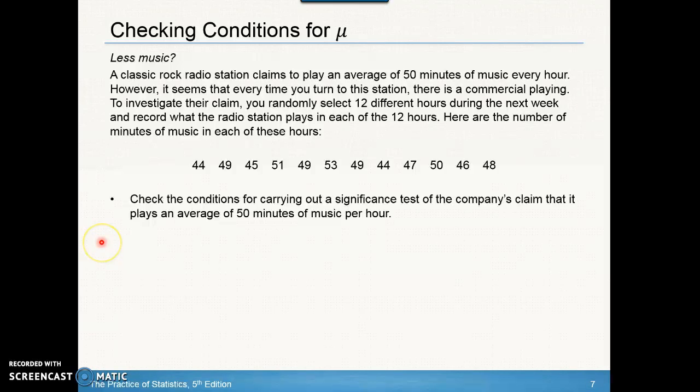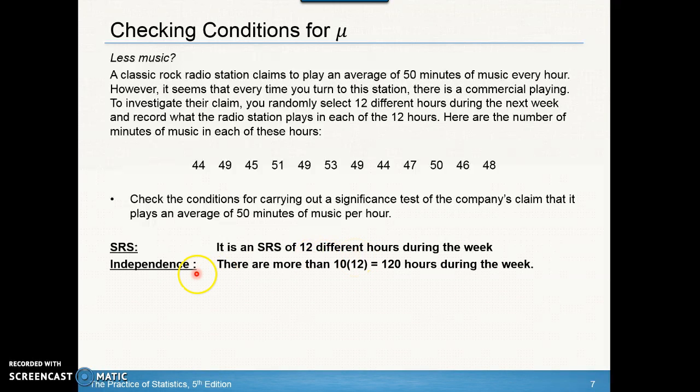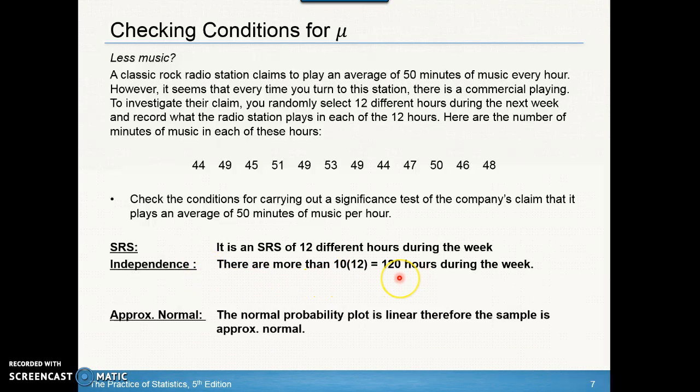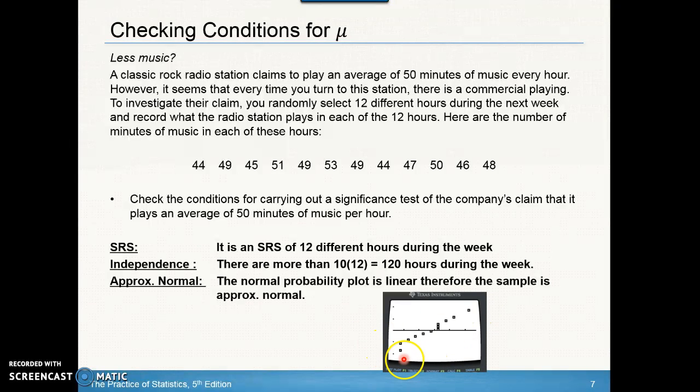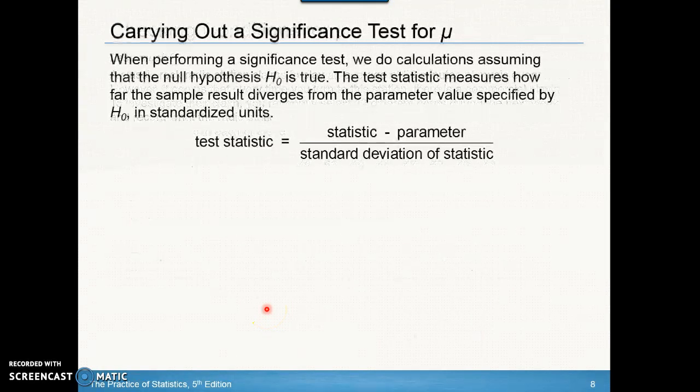First condition, no matter what you're using, means or proportions, is always an SRS. In context, it's a simple random sample of 12 different hours during the week. Same thing with means or proportions, still independence: there are more than 120 hours during the week in context. And then the approximately normal condition. In this case, we only have 12 samples and it doesn't say anything about the population, so we're going to use the normal probability plot. Make sure you draw a sketch, it doesn't have to be anything fancy, and then state that the normal probability plot is linear, therefore the sample is approximately normal. That part is important because you're showing how you know it's approximately normally distributed.